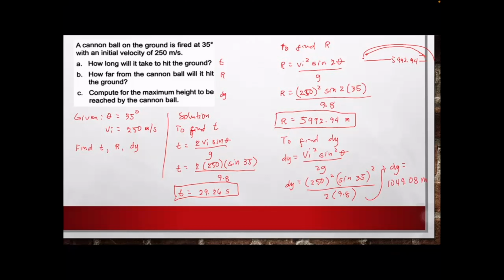Ito yung the maximum height to be reached. Ito yung pinakataas niya. Dito siya sa part niya. Yung pinakamataas na ma-reach ng cannonball pataas. So, kasi di ba mapaganon yun. So, that is the maximum height. So, that's 1,049.08 meter. Okay na?